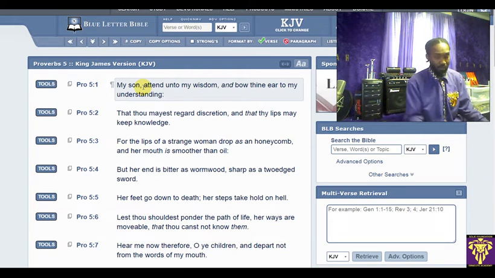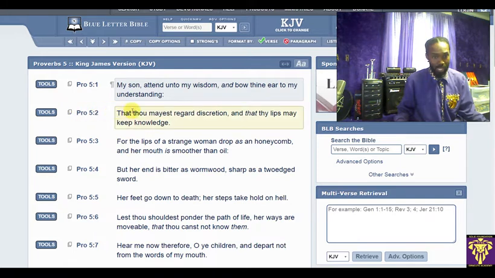Let's start on Proverbs 5:1. It says, "My son, attend unto my wisdom, and bow thine ear to my understanding." Proverbs 5:2, "That thou mayest regard discretion, and that thy lips may keep knowledge," because that's what our lips are supposed to keep. Proverbs 5:3, "For the lips of a strange woman drop as an honeycomb, and her mouth is smoother than oil."